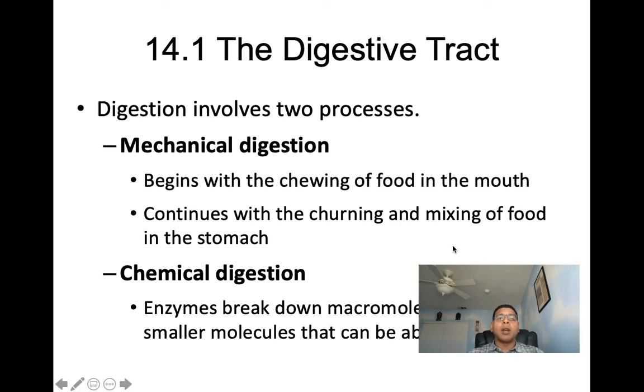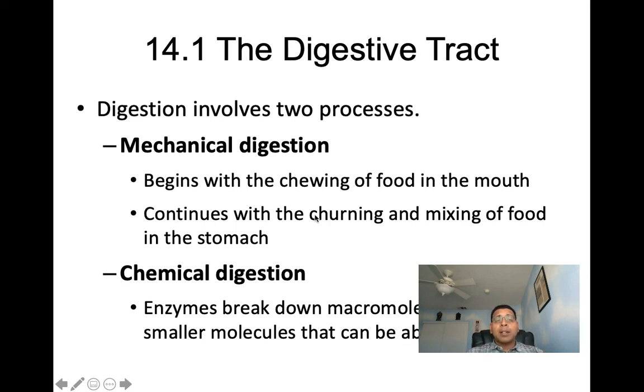So again, when we talk mechanical digestion, it begins in the mouth with chewing, and it's going to continue in the stomach with churning and the mixing of food. And then we have chemical digestion. In chemical digestion, enzymes come into play, and they're going to help break down our macromolecules into smaller molecules that can then be absorbed. So let's talk first about the mouth. Let's start with the mouth.